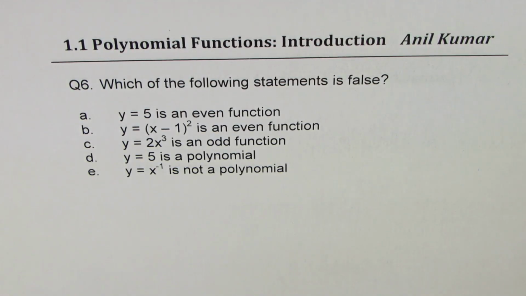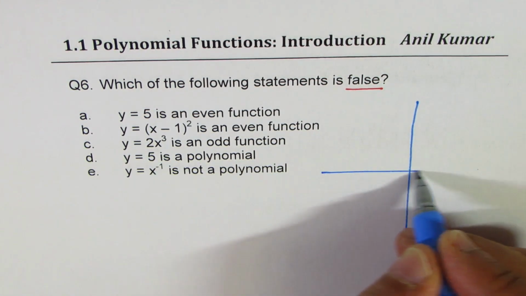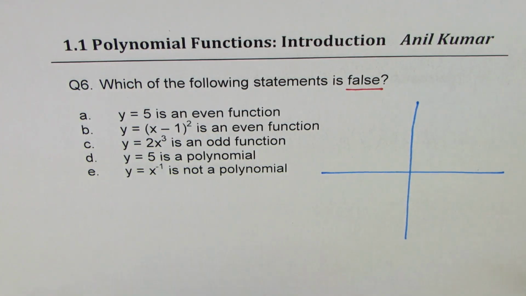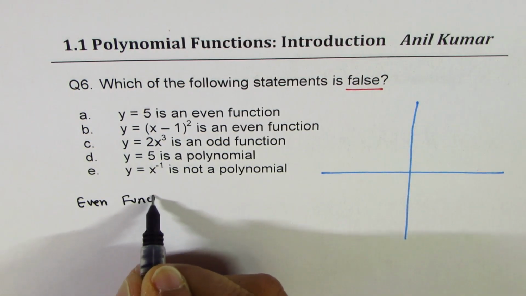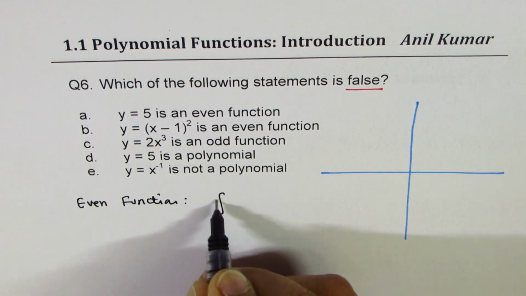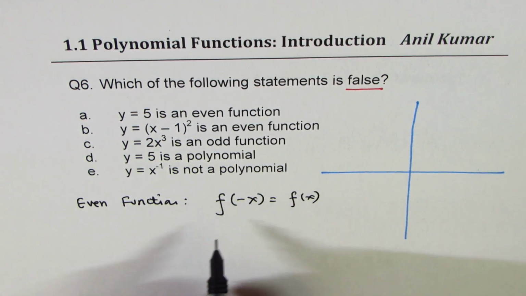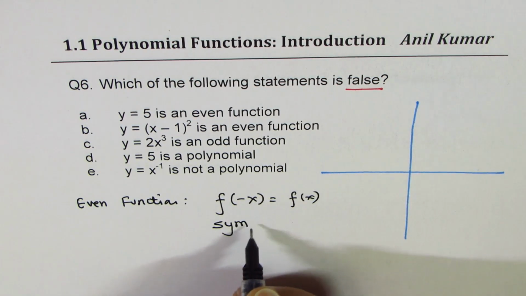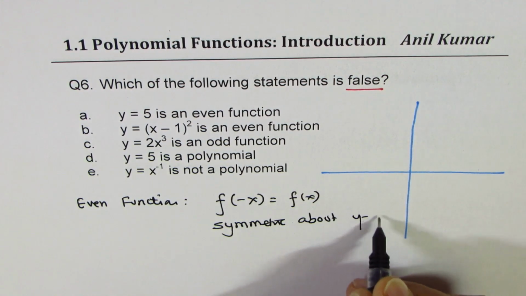Question number 6. Which of the following statements is false? Remember, we want the false one. Y equals 5 is an even function. Let's try to understand what an even function is. When I say even function, we mean two things. One, f of minus x is equal to f of x. Second, it is symmetric about the y-axis.